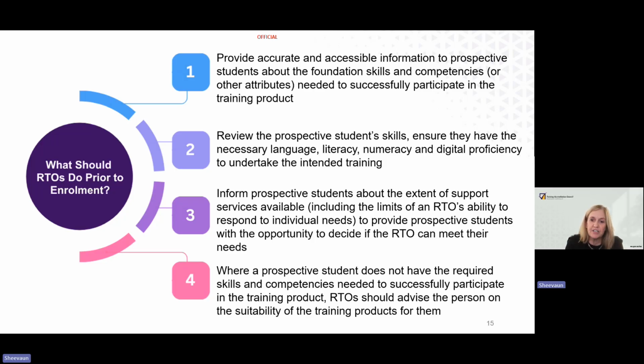And then the final stage in this process is where a prospective student doesn't have the required skills and competencies. You need to advise them that the training product is not suitable for them and perhaps suggest something else. So these are the 4 things that need to happen prior to enrolment. Going back to slide 6, which was the process graphic around enrolment, what you probably want to do is look at slide 6 in the context of slide 15 and start to think about how you would build the steps on slide 15 into slide 6.